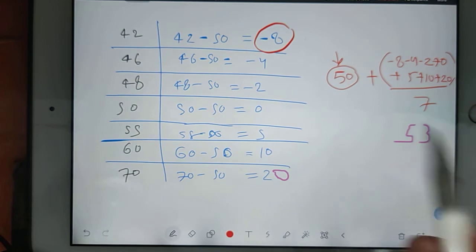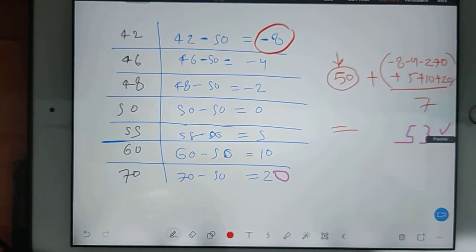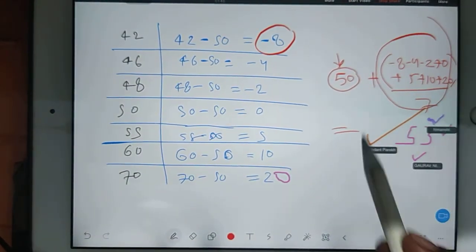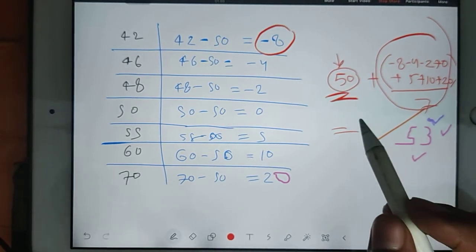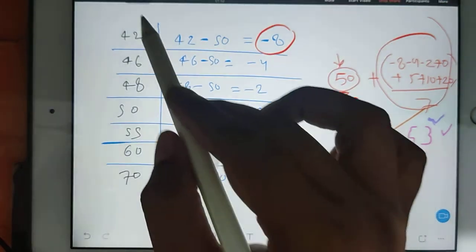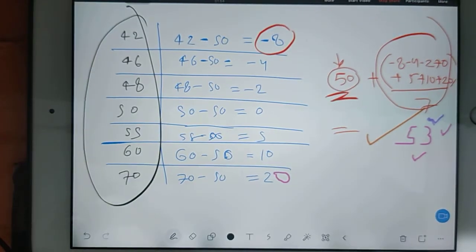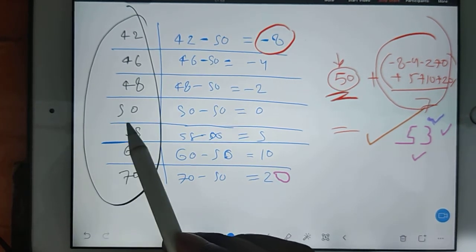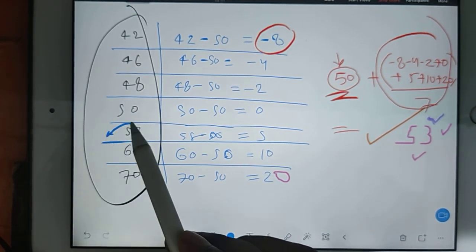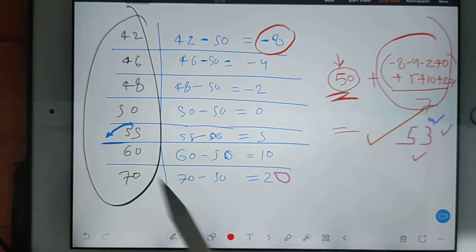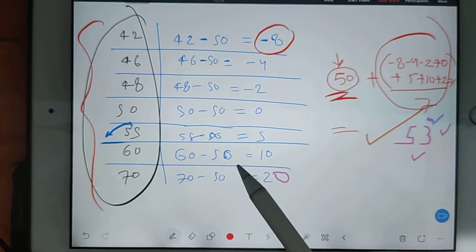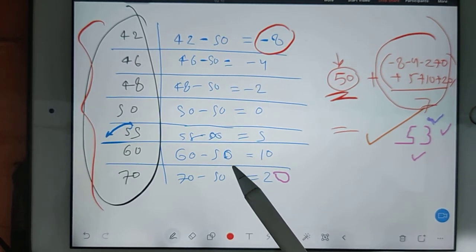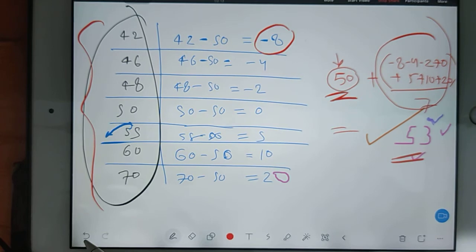53. Correct. 53 is the right answer. So this will give you 3. So this is 50. So this 53 became your mean now. But if you check in the given list, you don't have 53. It means 53 is lying near to 50. In the real list, 53 is not present. But if you calculate the arithmetic mean, then it will be 53.